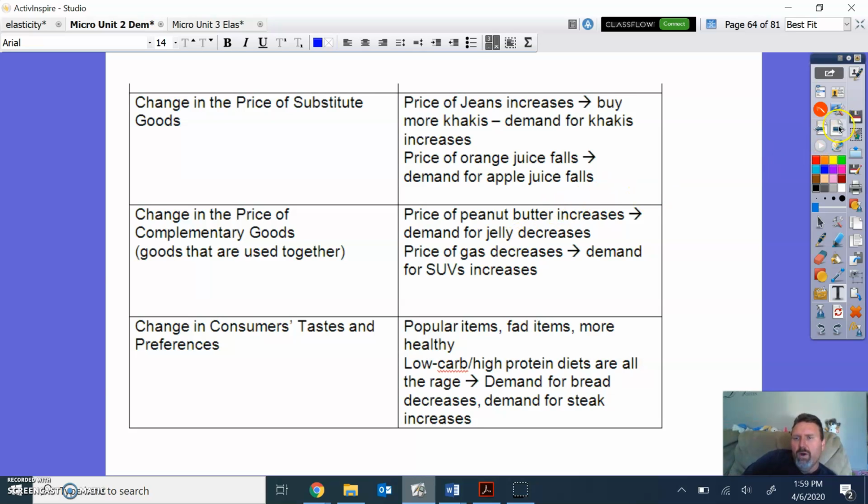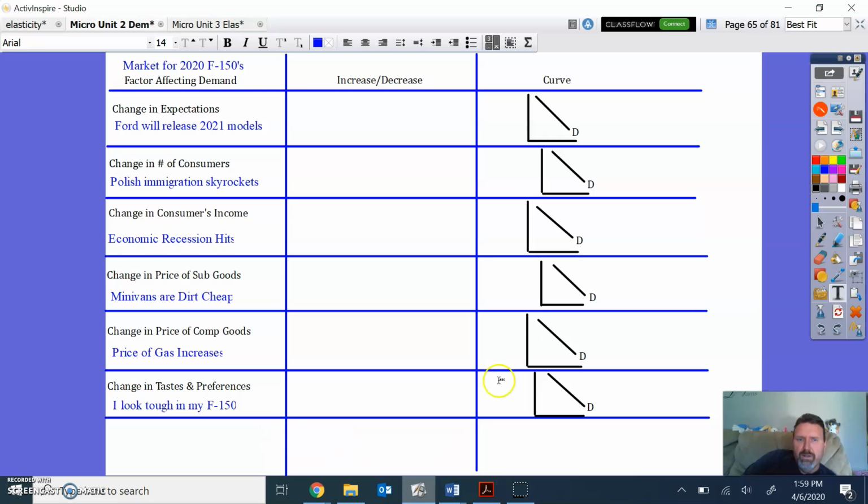So here's what I want you to do. I want you to take a minute. I want you to look at this screen here. I have the market is 2020 F-150 trucks. Truck guy, right? So I've given you a statement here. Ford's going to release new models. Immigration, recession, minivans, price of gas goes up, and taste and preferences, I look great in my F-150, right?